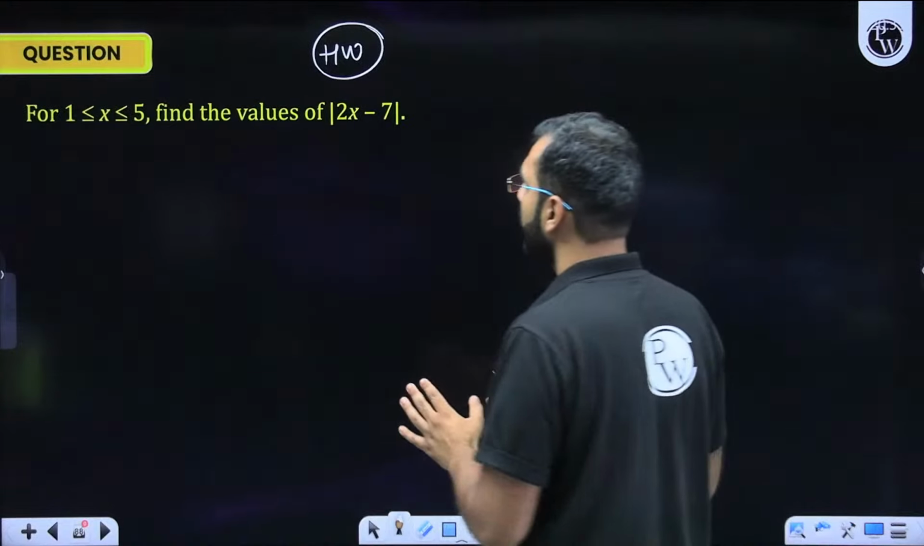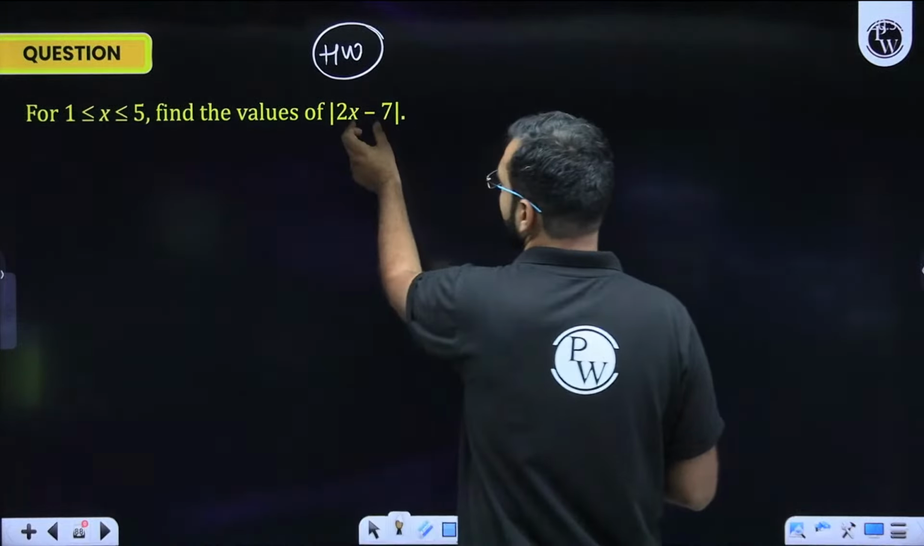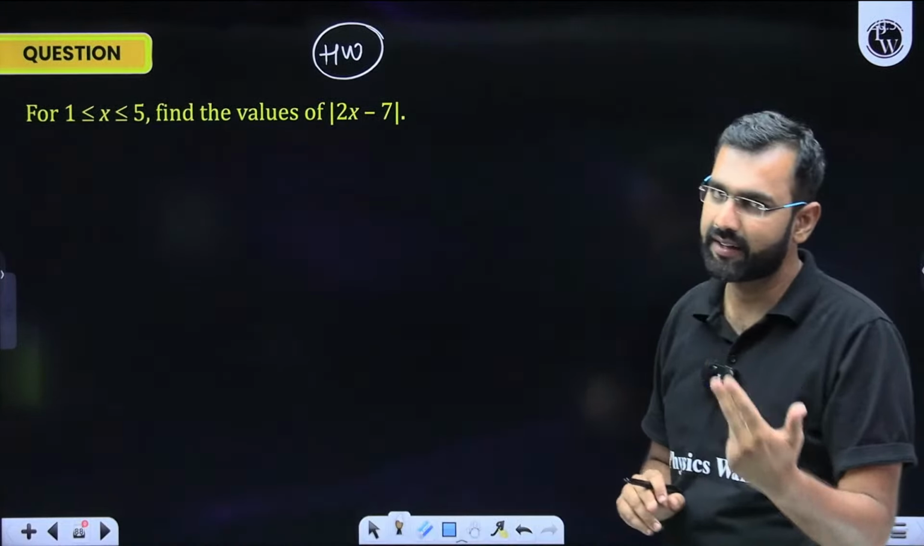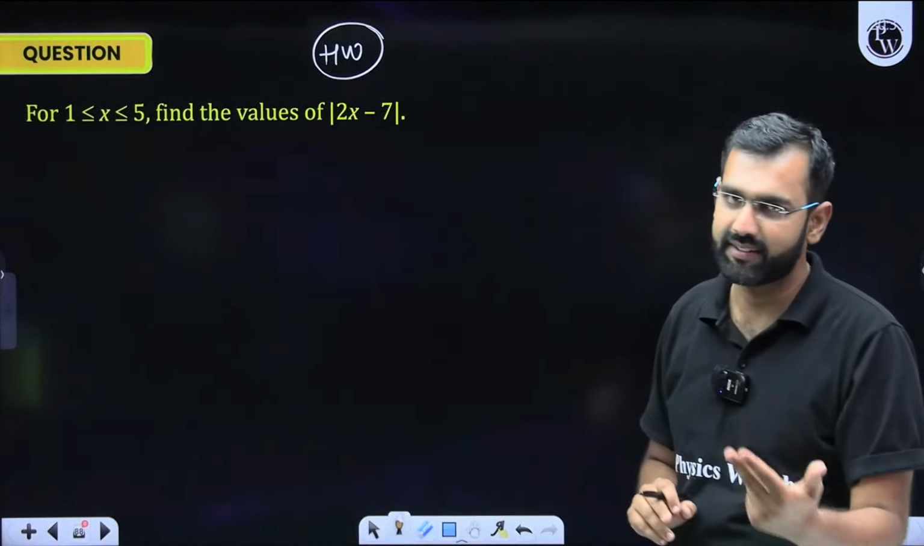How do we solve this particular one? I hope you are paying attention to this part. X is given, you can find 2x, you can subtract 7 on all the three sides, and then modulus. You already know how to take it. Everybody with me on this? Will you do it by yourself now?